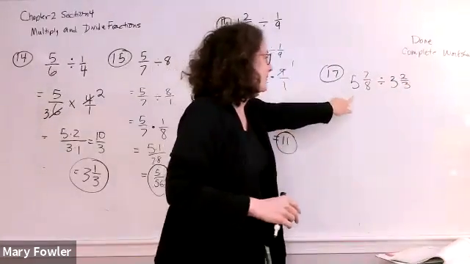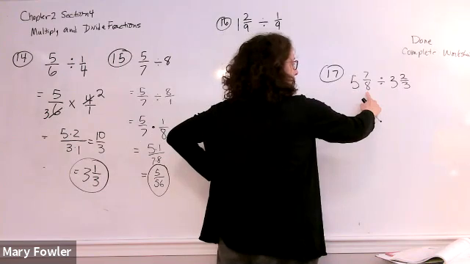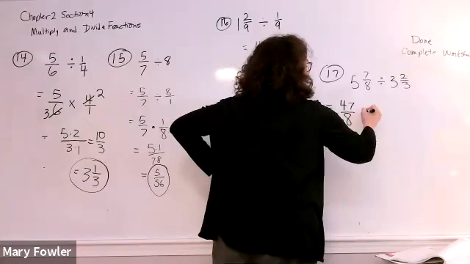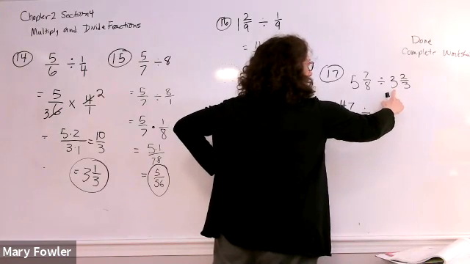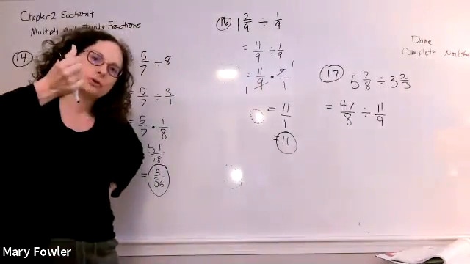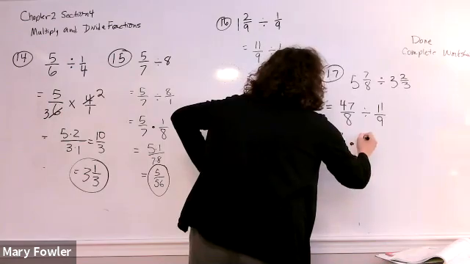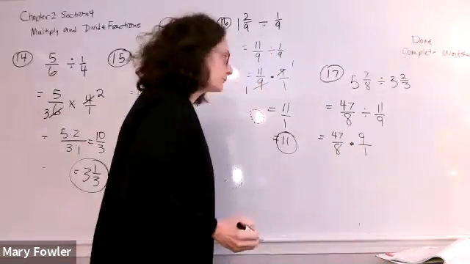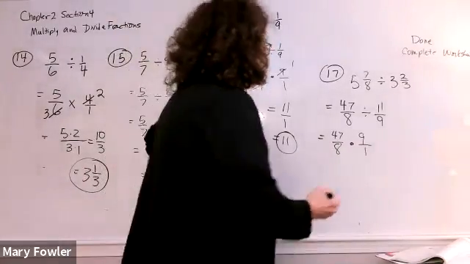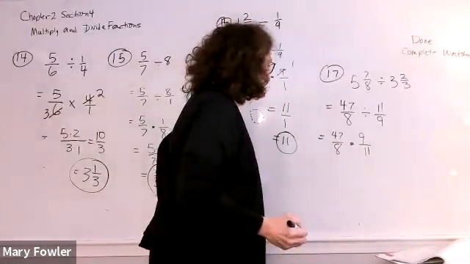All right. So 5 7/8. 5 times 8 is 40 plus 7. So we have 47 over 8 divided by 3 times 3 is 9 plus 2 is 11, 11 over 9. Okay, so we're going to multiply by the reciprocal of the second fraction. I would have made it an easier problem, but that's not what we're looking for.